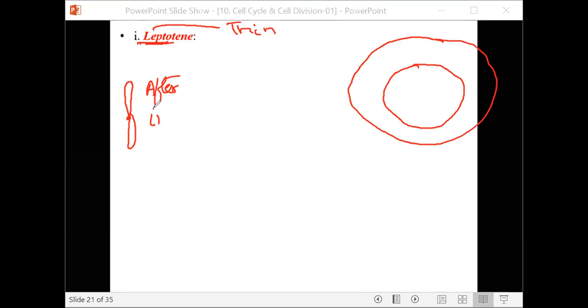After interphase, what will happen? This structure will become what I explained to you last class. This is what will happen. Now, this structure that is there, this is how we are able to see it.